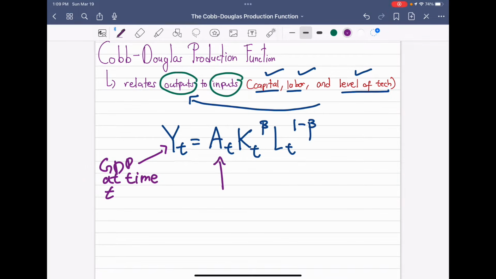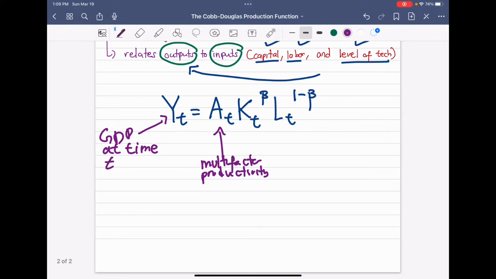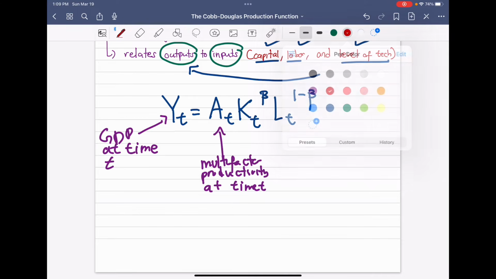A_t is multi-factor productivity. It's something similar to the level of technology, but not really. Multi-factor productivity is how efficiently we are able to combine capital and labor to produce output. Since it's A_t, this means multi-factor productivity at time t. If you still don't grasp the concept of multi-factor productivity, please watch the video regarding what multi-factor productivity is.